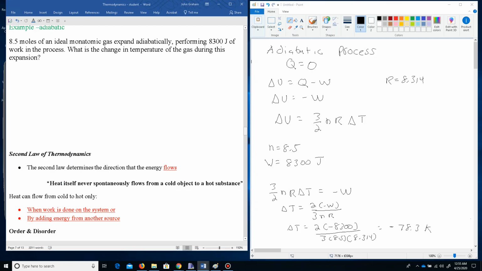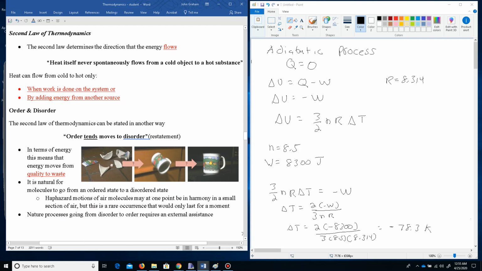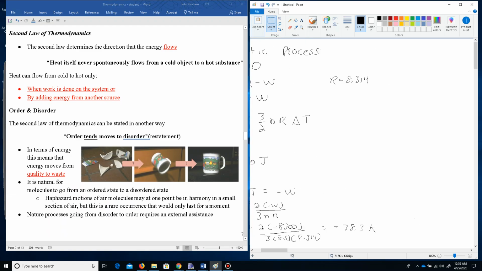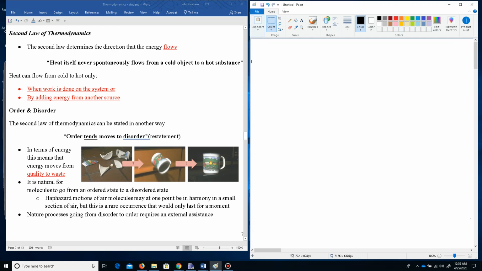Alright, so now the second law of thermodynamics. And so we talked about the fact that the energy has to be conserved, and that was the first law. The second law deals with the flow of energy. And so there's going to be two ways we tend to look at the second law. Okay, so second law of thermodynamics.